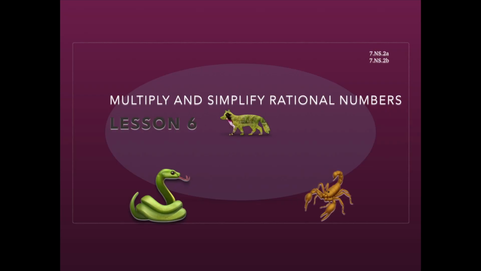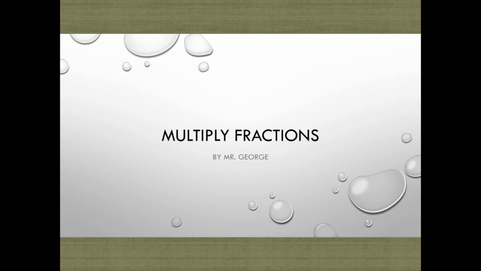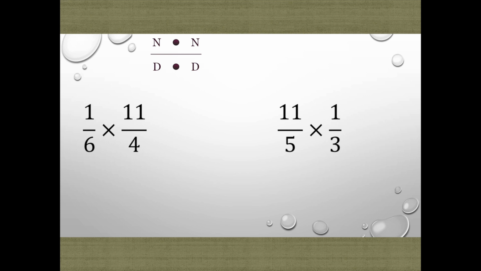Lesson 6, this is part 2, multiply and simplify some rational numbers. You will need your notebooks. We are multiplying some fractions together, and then we will check to see if they can be simplified, which is always important in math. We'll start today with 1/6 times 11/4.